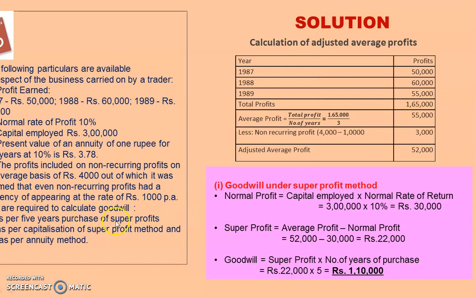Under the first method, super profit method, goodwill is to be computed using the formula super profit into number of years of purchase, for which we need a normal profit. The normal profit is 30,000 and the super profit is the adjusted average profit, that is 52,000 minus 30,000, 22,000. Goodwill is 22,000 into number of years of purchase, that is 5 years, and hence the goodwill is 1,10,000.